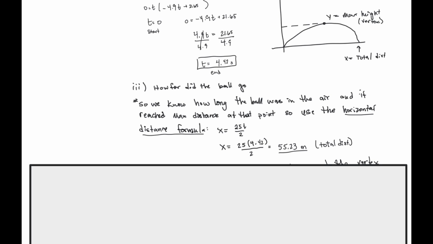The horizontal distances are always much nicer to work with because you don't have that extra gravity component. So I knew how long it was in the air. So when it was at this time, I want to know what the distance is. And so we can take the formula for x distance, or horizontal distance, and we can plug in the time that it took it to reach that max distance. And you work that out, and that'll tell you exactly how far it went.